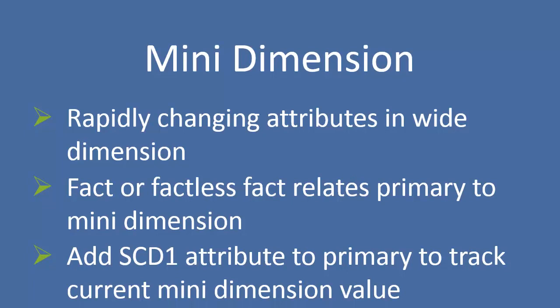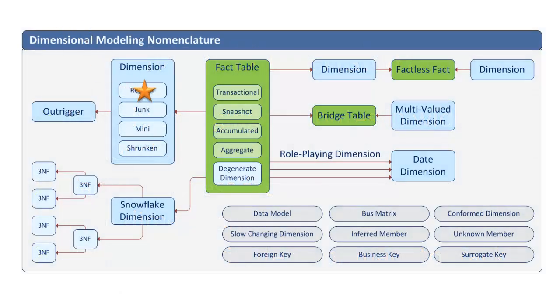Okay, so a quick recap here. The mini dimension is used in cases where we have rapidly changing attributes in a wide dimension that we have an opportunity to actually pull out and keep that primary dimension from growing out of control. We might use a fact or a factless to relate the primary to the mini dimension. And you could add an SCD1 attribute to the primary dimension to track the current mini dimension values. So that's it. There's a mini dimension.